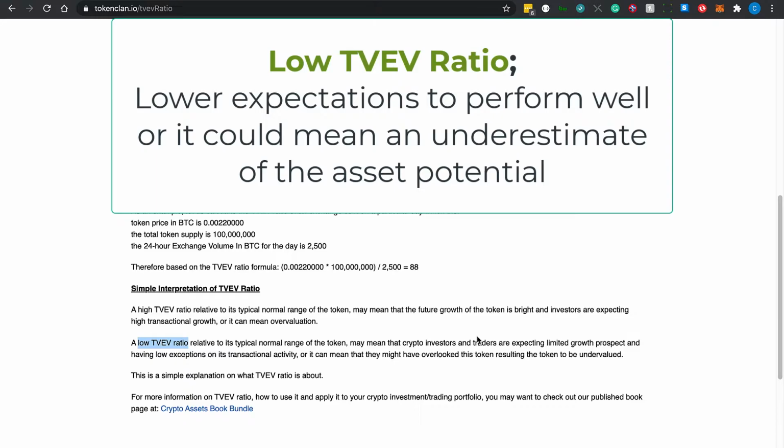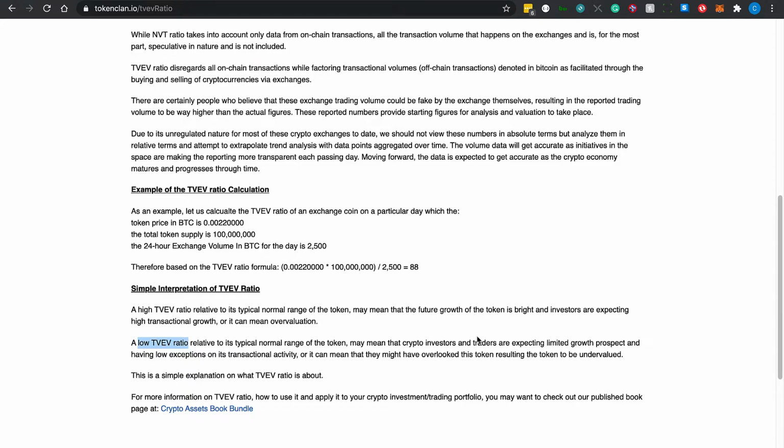But another look will be that it is undervalued, in that investors could have underestimated its potential, possibly due to its lower perceived interest by the crypto community. So in short, this is a simple explanation of what the TVEV ratio is all about.